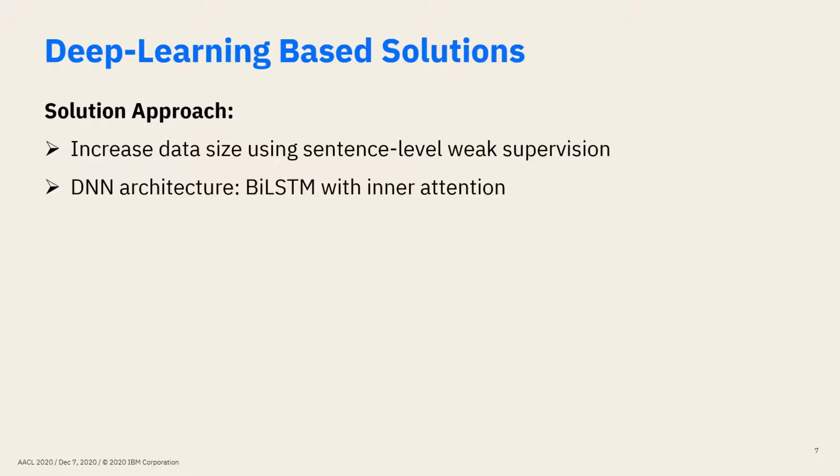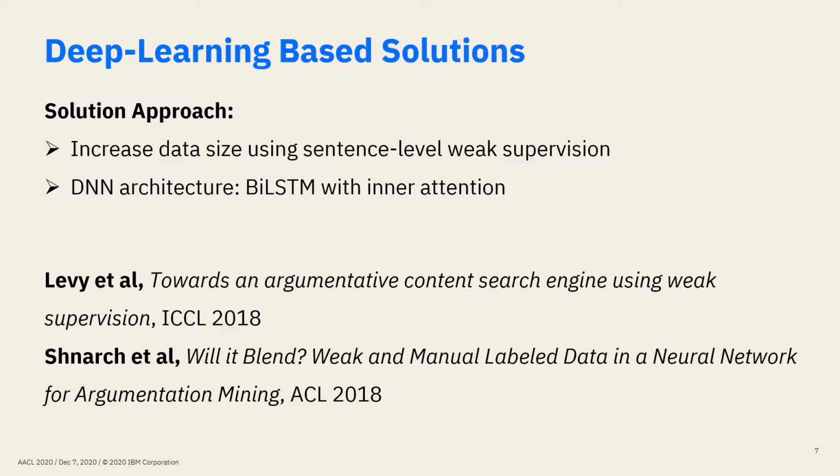A significant increase in the size of annotated data was achieved by using weak supervision. The papers by Ran Levy et al. and Eyal Shnarch et al. adopted the weak supervision approach in the context of topic-based argument mining. In order to better utilize the potential of the larger annotated data, the two studies used a deep neural network for learning from the weakly annotated data. Levy et al. did it for claim detection, while Shnarch et al. did it for evidence detection and combined the weak labels with manual labels.